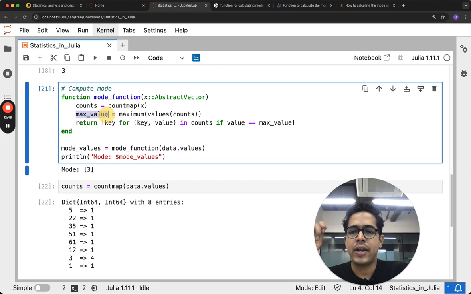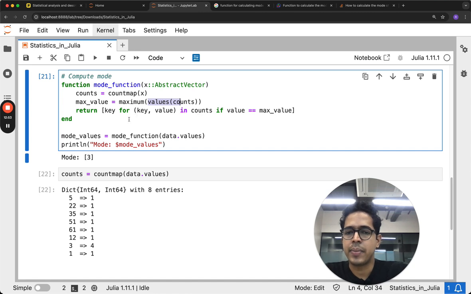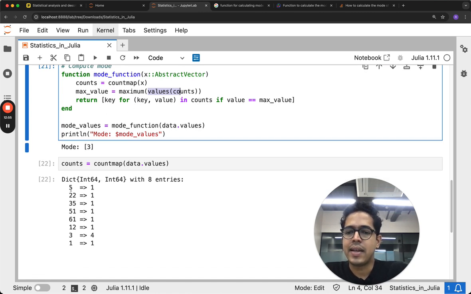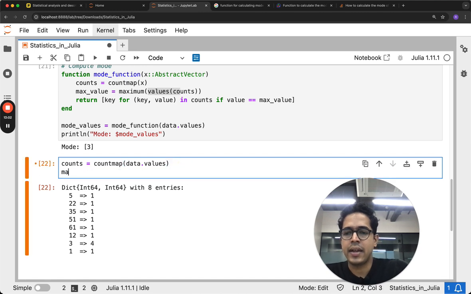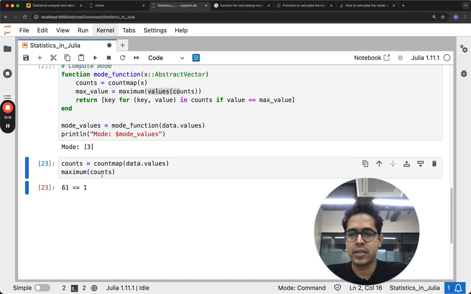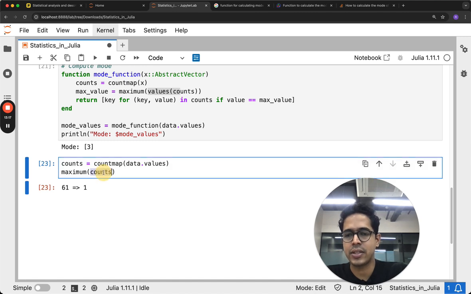And then the max value, what we are doing here is maximum of values of counts. So basically this is like a dictionary, a key to value mapping, right? So here if we run something like maximum of counts, that is not valid because you have key value pairs. Okay, I guess you are just looking at the maximum value in the key.